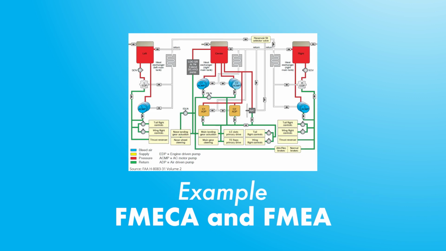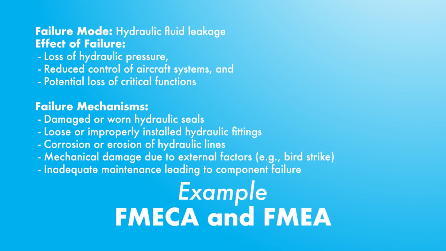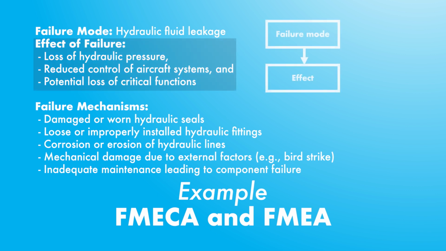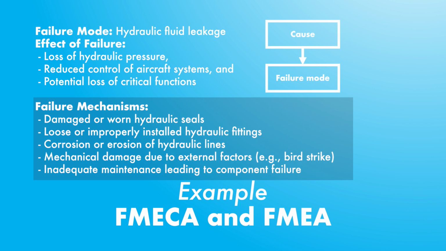Let us consider an example of a failure mode in an aircraft's hydraulic system. The failure mode is hydraulic fluid leakage, and it can derive a series of effects, such as the loss of hydraulic pressure, reduced control of aircraft systems, and potential loss of critical functions. The mechanisms, the causes of this failure mode, are several, such as damaged or worn hydraulic seals, loose or improperly installed hydraulic fittings, and others.